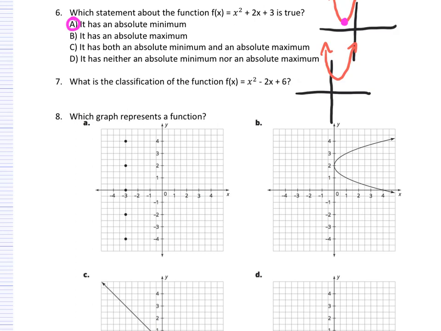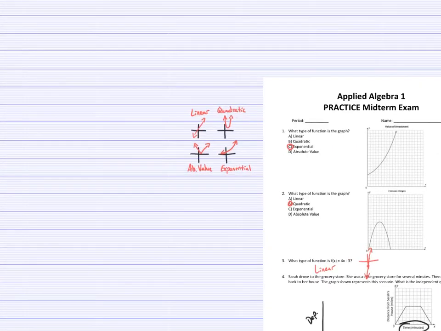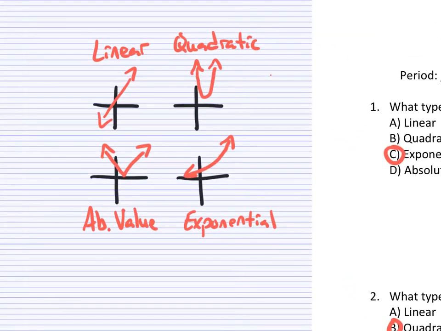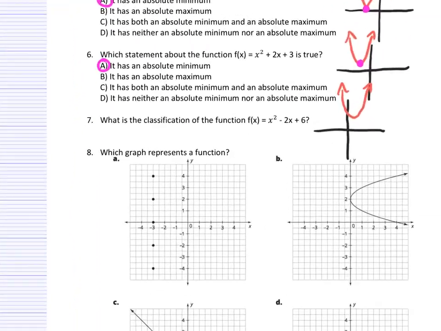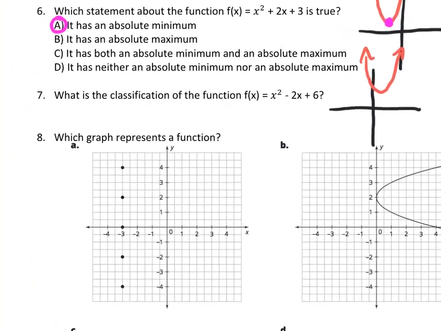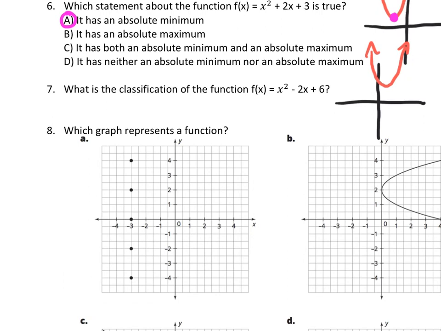On number 7, it says, what is the classification of the function? And if I go back to my notes over here, I'm going to look for the one that matches. I graph it on my graphing calculator, and it's going to give me the graph over to the right of your screen, which is a quadratic. So numbers 1, 2, 3, and 7 all use the same notes.